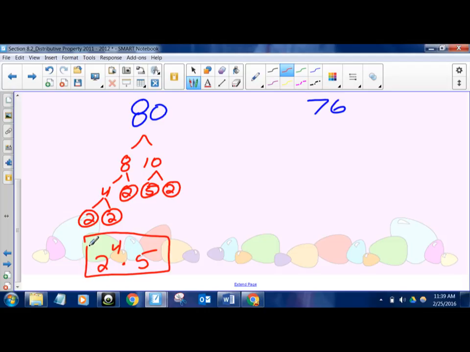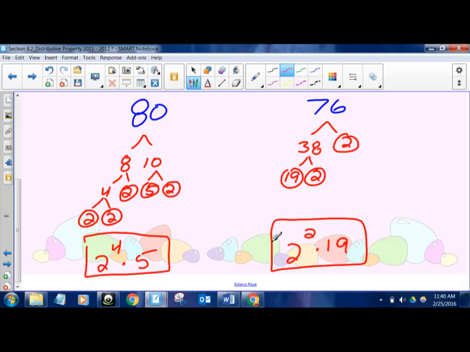Let's compare that to 76. All right, 76, let's see, what's that? 38 and 2, and 2 is prime, and then let's break 38 down. That's 19 and 2, and those are actually both prime. So the prime factorization of 76 is 2 squared times 19.